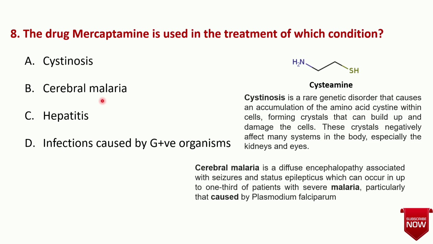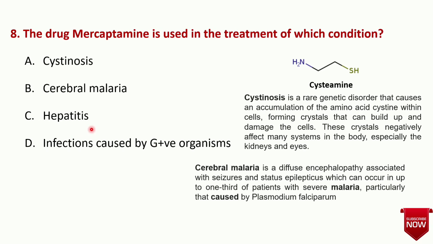And what is meant by cerebral malaria? It is a diffuse encephalopathy associated with seizures and status epilepticus, which can occur in up to one third of patients with severe malaria, particularly that caused by Plasmodium falciparum. So in most malaria conditions, we can observe cerebral malaria. We cannot observe it with mercaptamine.